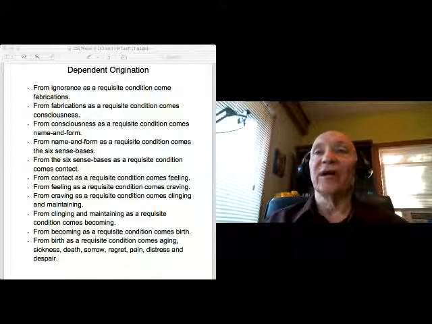The next chain is from giving birth to an ignorant experience comes actual birth. And so again, we're not talking in a grand cosmic sense even about reincarnation. What's most important is what we're giving birth to in this moment. And from becoming as a requisite condition comes birth. Then from birth as a requisite condition comes aging, sickness, death, sorrow, regret, pain, distress, and despair, which is how the Buddha described dukkha. So from that initial ignorance, as a requisite condition through 12 observable causative links, comes dukkha.